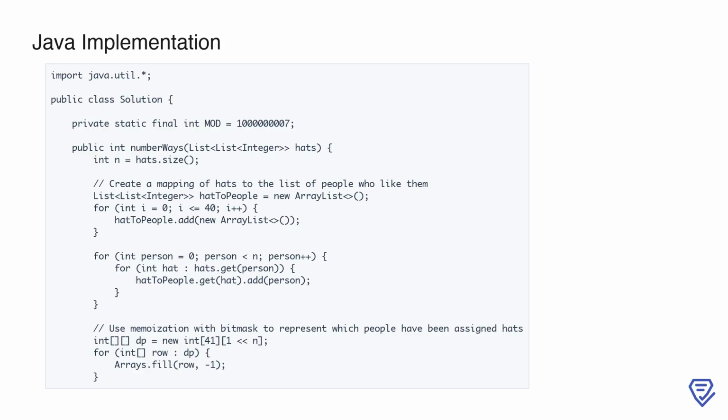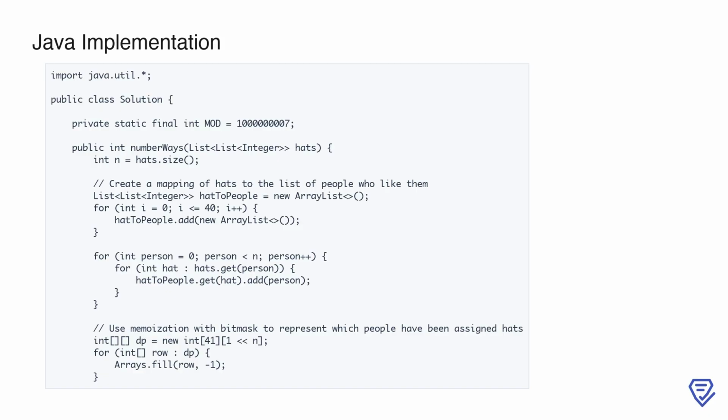Next, we create a mapping of hats to the list of people who like each specific hat. This is represented as a list of lists, where each index corresponds to a hat, and its value is a list of people who like that hat. We initialize this structure for all 40 hats, and then populate it by iterating through each person and their preferences.